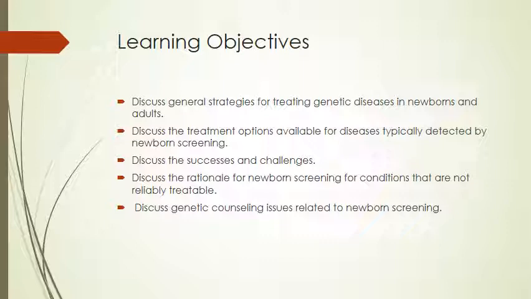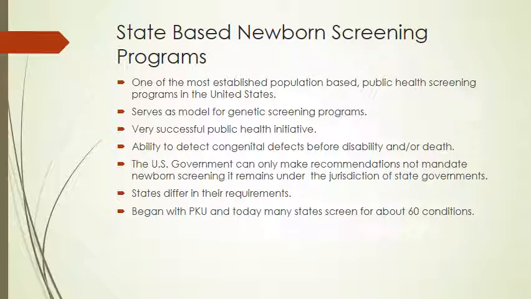The learning objectives for this week's work are to discuss general strategies for treating genetic diseases in newborns and adults, to discuss the treatment options available for diseases typically detected by newborn screening, to discuss the successes and challenges, to discuss the rationale for newborn screening for conditions that are not reliably treatable, and to discuss genetic counseling issues related to newborn screening. Let's start off by looking at the state-based newborn screening programs.